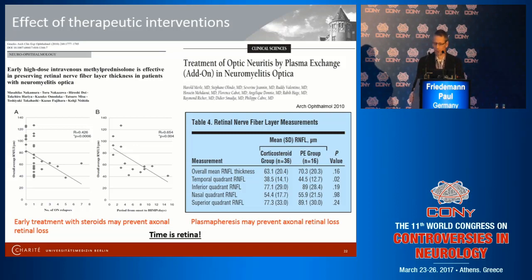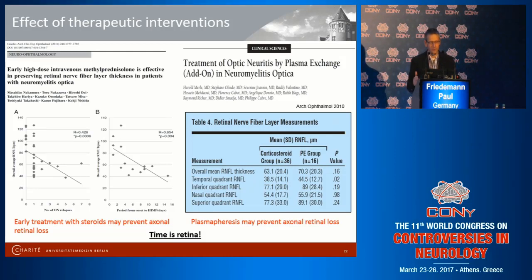This is work again showing that when you add plasmapheresis or plasma exchange to steroids in the scenario of treatment-refractory optic neuritis, you could also help preserve retinal tissue. That means I think that time is retina, maybe not as is the case in stroke, within seconds, minutes, or maybe a few hours, but time is retina.